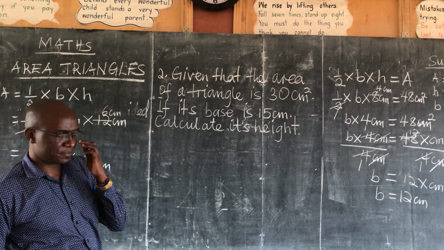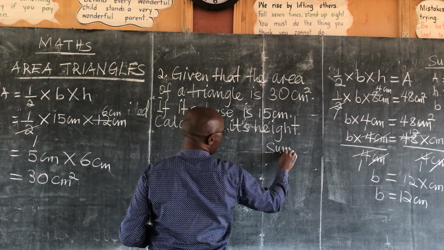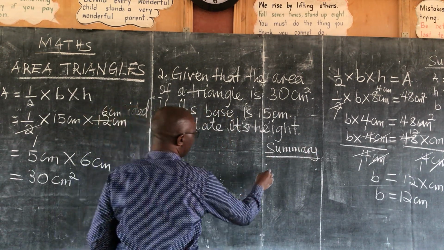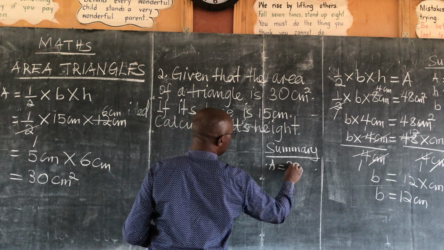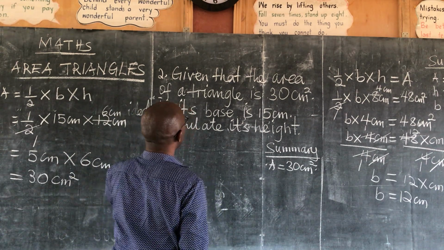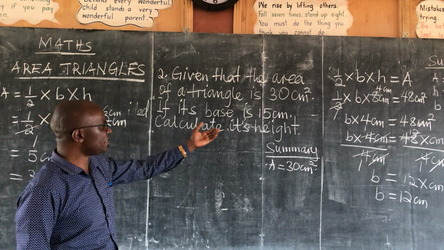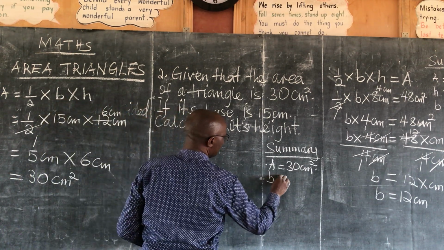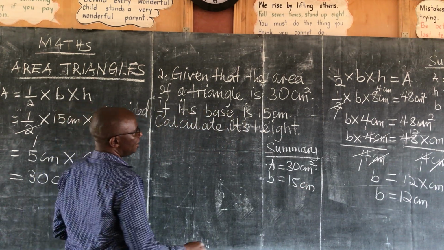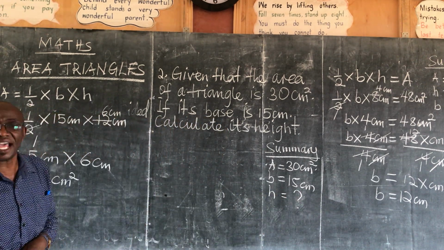So now this is what we do. We write a summary of the question. Area has been given. Area is 30 centimeters square. Then what have they given? They have said given that the area of the triangle is 30 centimeters square. If its base is 15 centimeters. And its height is what we do not have because they are asking for the height.